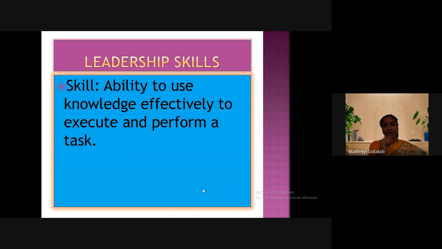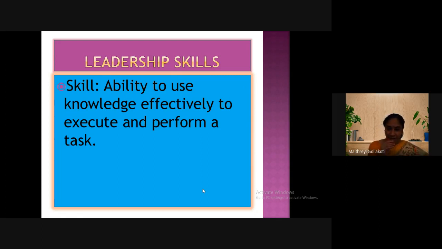Now, what are leadership skills? First, let us try to understand the term leadership skills. Okay. So, what is a skill? Skill is the ability to use knowledge effectively to execute and perform a task.